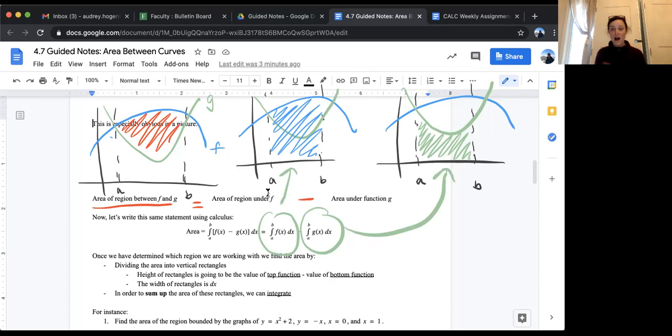So hopefully take a second, think about this, and understand how the area of F minus the area of G gives us the region that we want, which is, again, that red highlighted area.